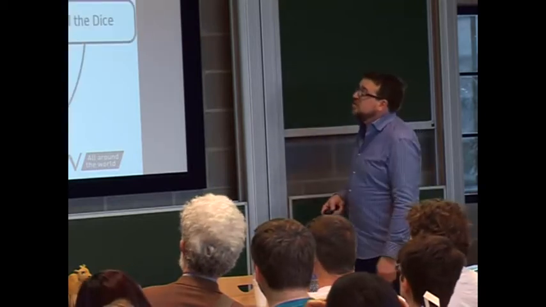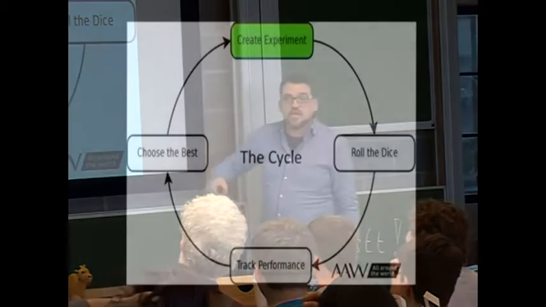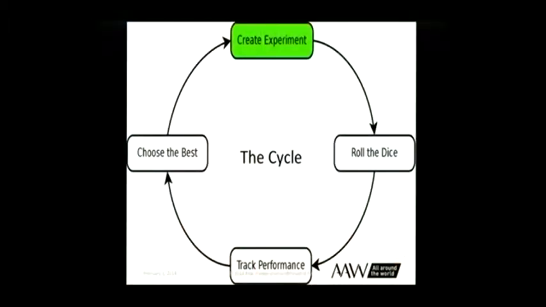So here's how it works. This is the vicious life cycle of A/B testing. And it never, ever, ever stops if you're doing it correctly. Up here, you create an experiment. Red buttons versus blue buttons. No thumbnails versus some thumbnails. Small thumbnails versus large thumbnails. Green versus pink font. Blink tags versus non-blink tags, whatever. You create your experiments. You then roll the dice every single time a customer comes to see which version they're going to hit. You track their performance over time, and then you choose the best one.